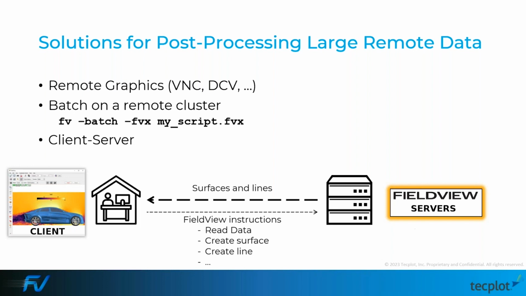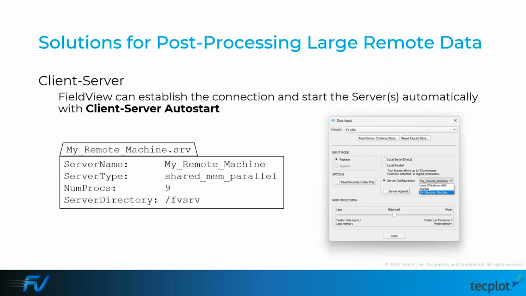So this mode of operation, client-server, has been around for a very long time. It relies on what we call server config files for telling FieldView how you're going to run and where to find the bits on the remote machine. And you can go all the way to package all the necessary information for FieldView to fire up the remote servers and connect to that machine automatically. This is what we call client-server Autostart.